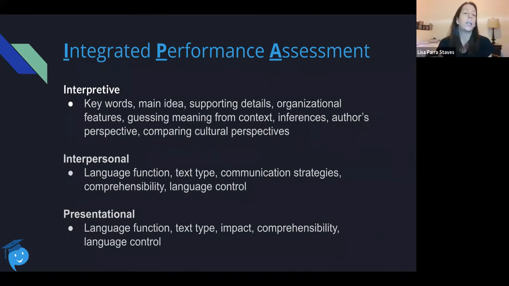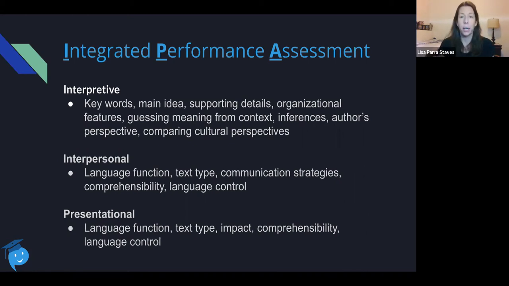After interpretive is interpersonal. So this is conversation. This can also be a written exchange in information. So like a chat, texting. In the AP exam, we have the formal email reply. In the AP exam, we also have a simulated conversation. In our IPAs, it's also breaking down the different areas of interpersonal conversation that students are developing and showing as they're having a conversation.